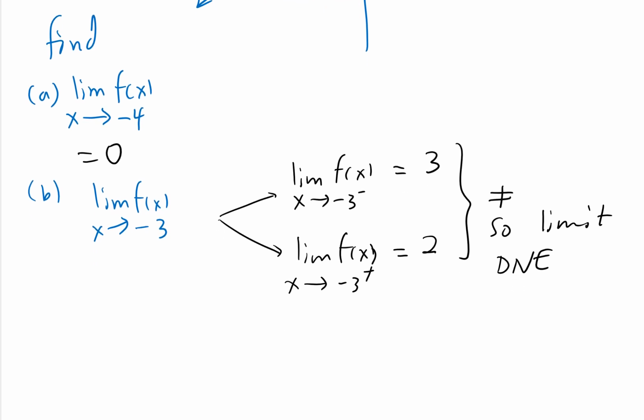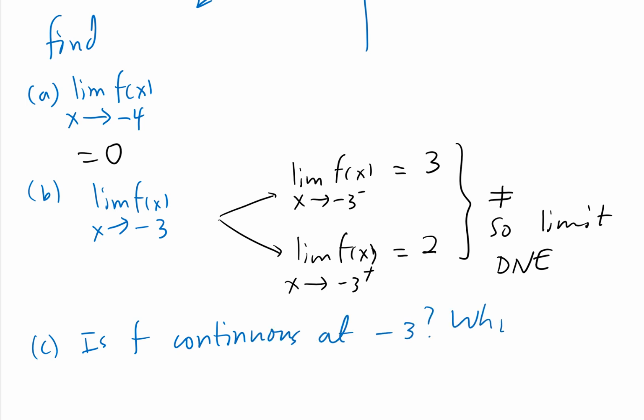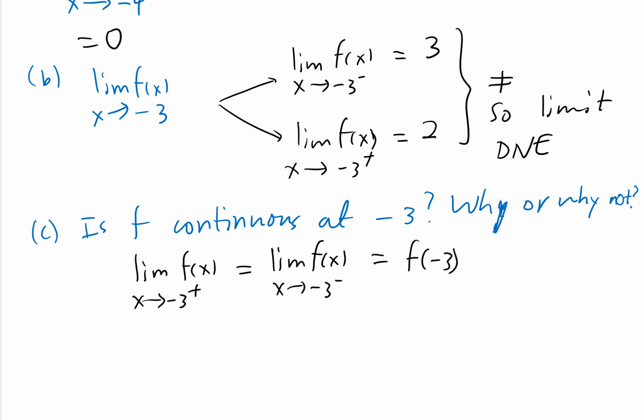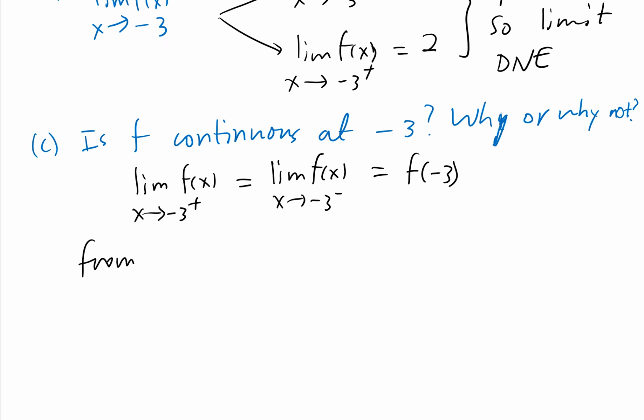We may add another part to this here. Is f continuous at -3? Why or why not? So you have to explain why this works or doesn't work. Well, in order for a function to be continuous, the limit of f of x as x approaches -3 from the right side must equal the limit as x approaches -3 from the left side, equals f of -3.